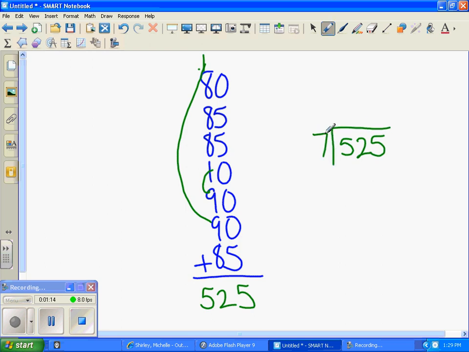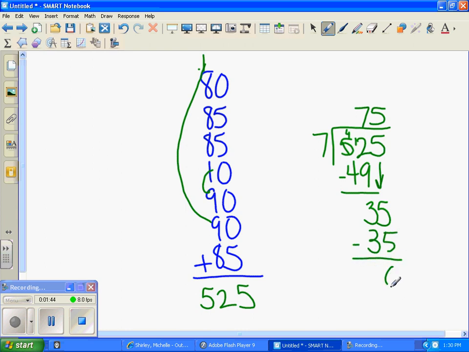So let's divide that by 7. How many groups of 7 can you get out of 5? You can't get even one group. Okay, so let's look at 52. How many groups of 7 could you get out of 52? 7, because 7 times 7 is 49. Subtract, bring down. How many groups of 7 could you get out of 35? 5, because 5 times 7 is 35. Subtract. There's nothing left to bring down. That's how I know I'm finished, and therefore the mean of his scores was 75.